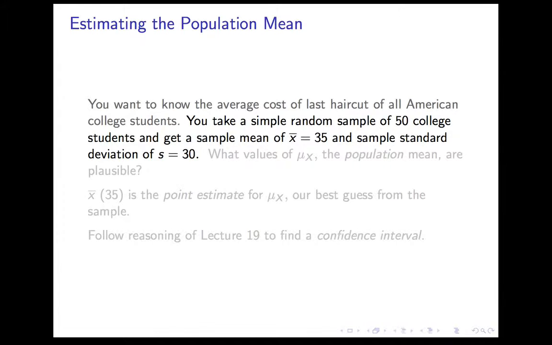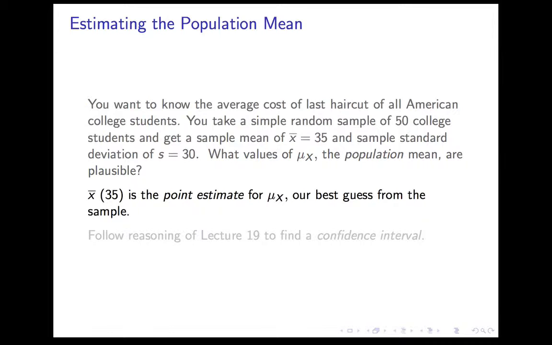So when we ask about a confidence interval, we're asking what are plausible values for the population mean, which is to say the average cost of all American college students' haircuts. Well, we know the first part of that. We know that x bar, the sample mean, is the point estimate for mu sub x, the population mean. So in our case, the best guess that you can get from the sample for mu sub x is 35, and that seems reasonable.